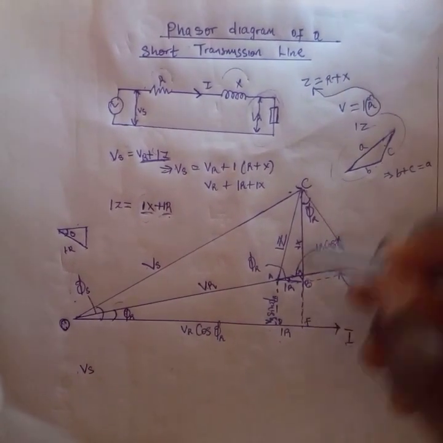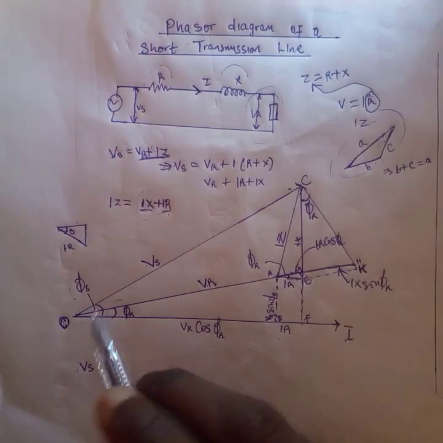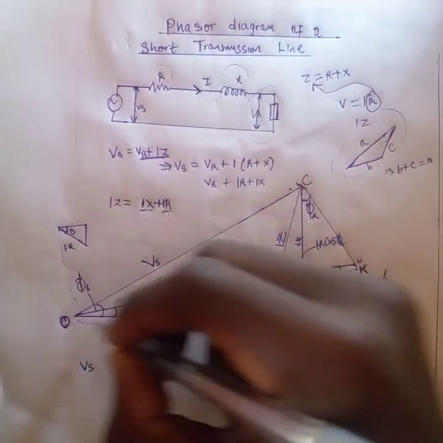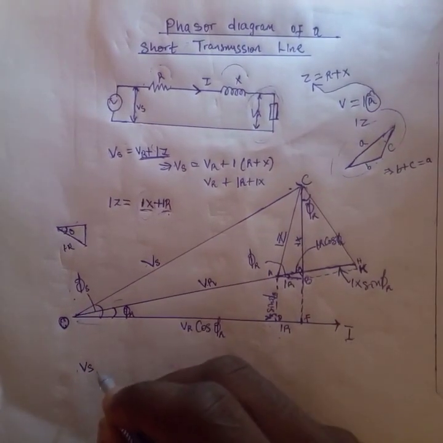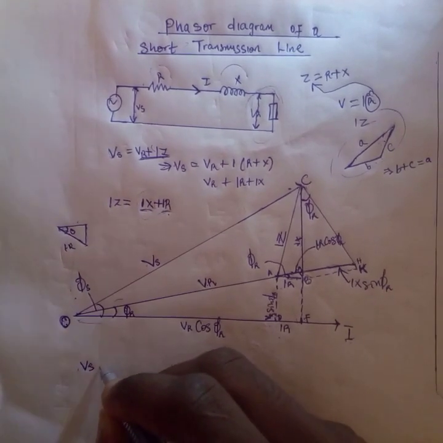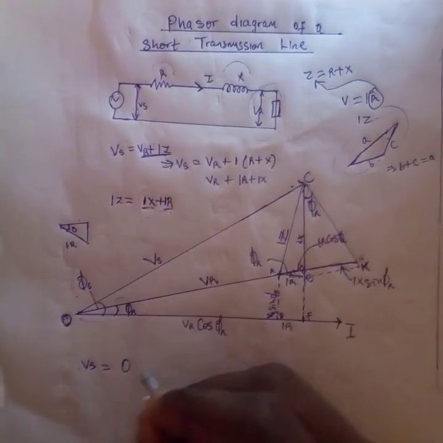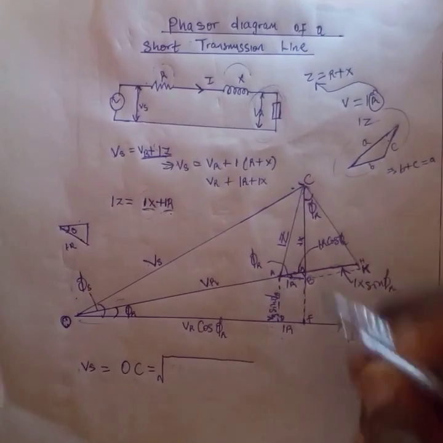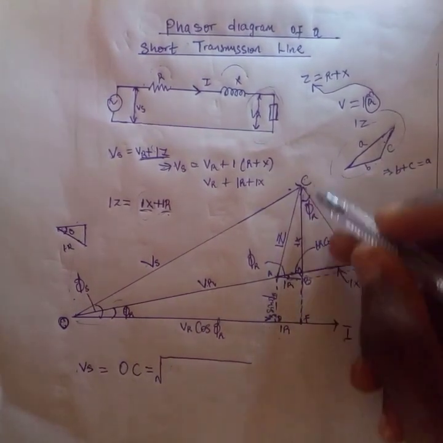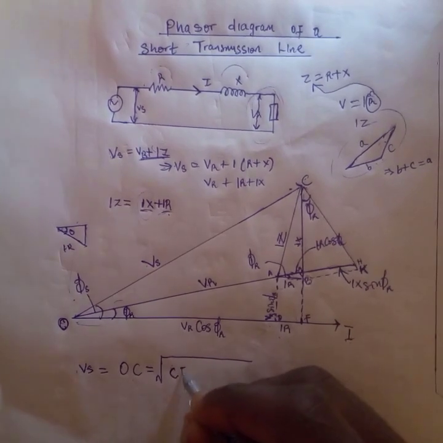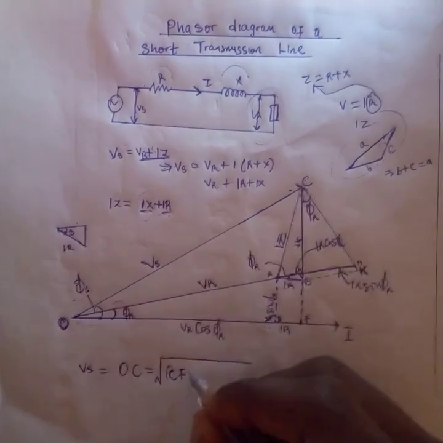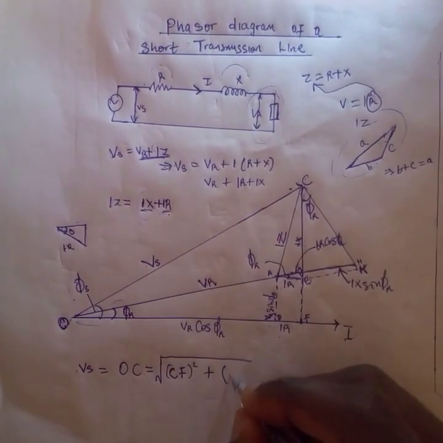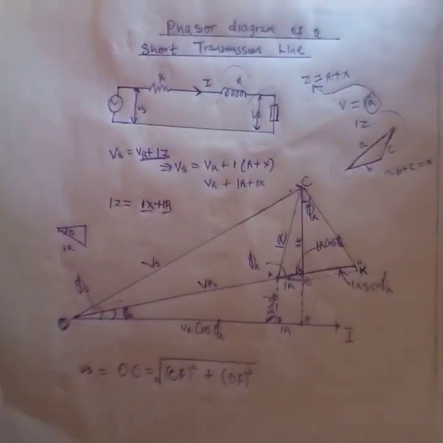Vx is equal, according to trigonometry, this is Vx, right? According to trigonometry, this is equal to the square of this and the square of this, from here to this side, according to Pythagoras. So that means Vx is the same thing as OC, right? OC is equal to the root, is it not? You know this from our O level physics. The root of this place. Now this place is the same thing as what? CF, is it not? CF square plus from F to this side is OF square. Are we getting it now?